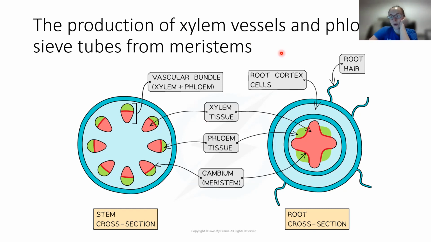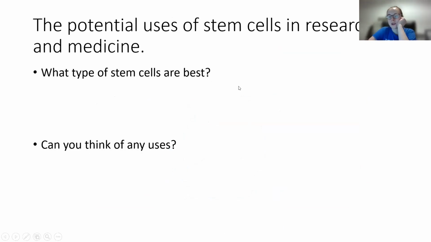So the last part before we have a quick break, okay, that you need to know about is the potential uses of stem cells in research and medicine. Okay, so what type of stem cell do you think is best to use in research or medicine? So remember, we've got our pluripotent, totipotent, multipotent. What type of stem cell do you think is best?